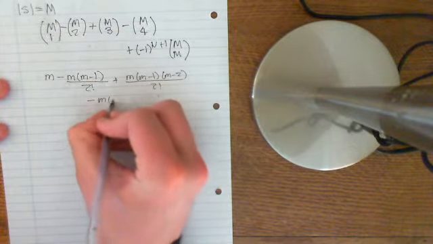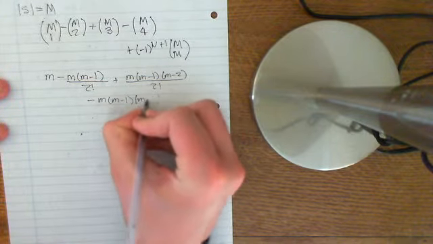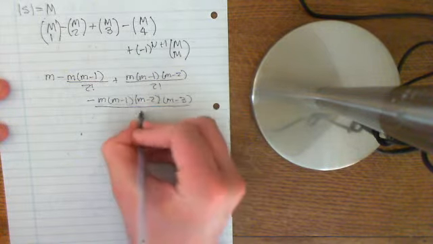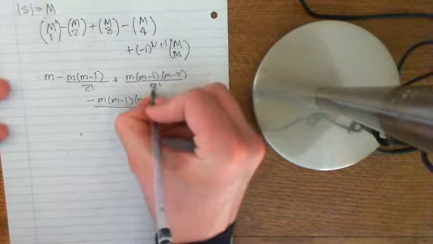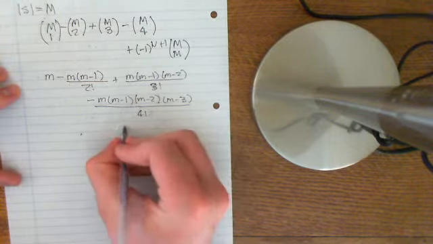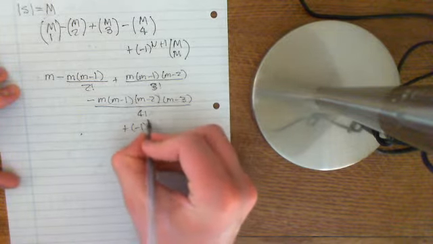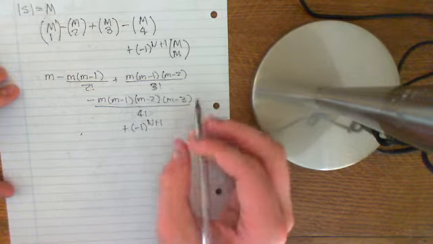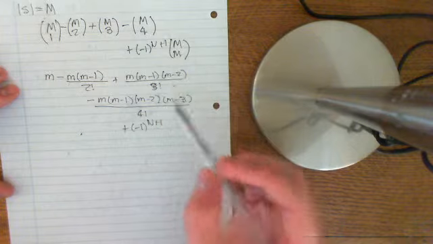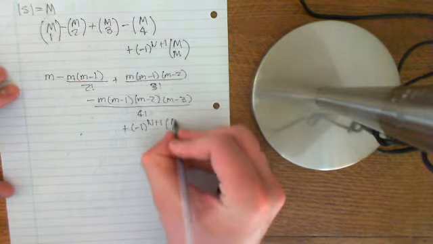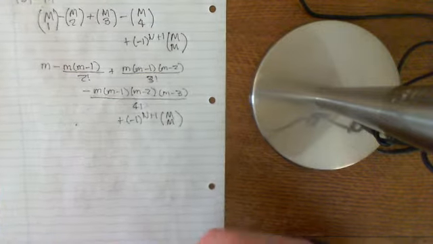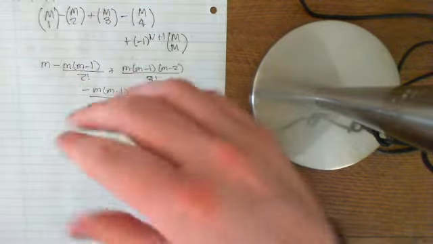Minus m minus 1, m minus 2, m minus 3 over 3 factorial. Oh, sorry, no, that's over 4 factorial, and that's over 3 factorial back there. And you go all the way up to plus negative 1 to the n plus 1 of m choose m. Is that right? Something's gone wrong up here.